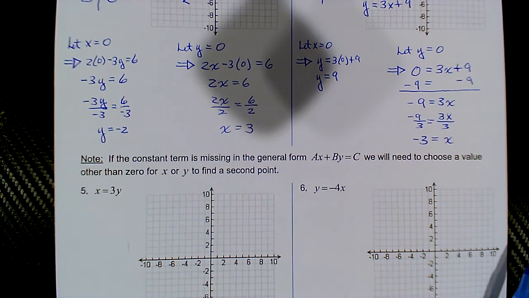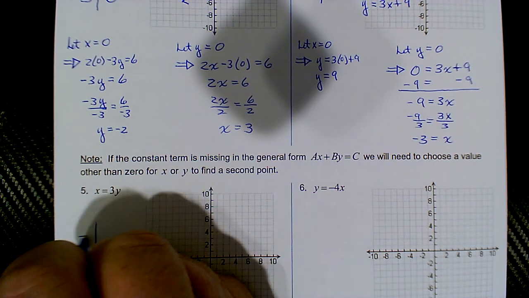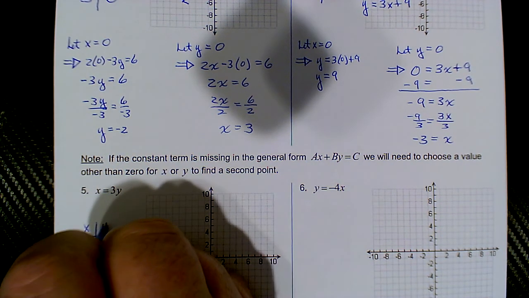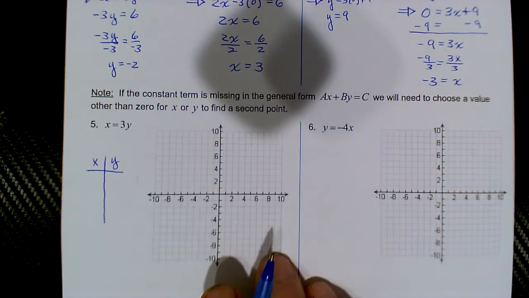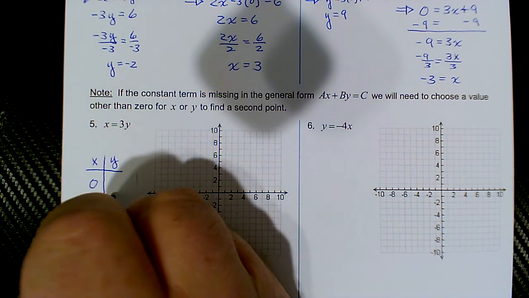So if you set up a table of values, here, watch what happens. And you think you could do what we've been doing, that is where you choose a 0 for x and a 0 for y.